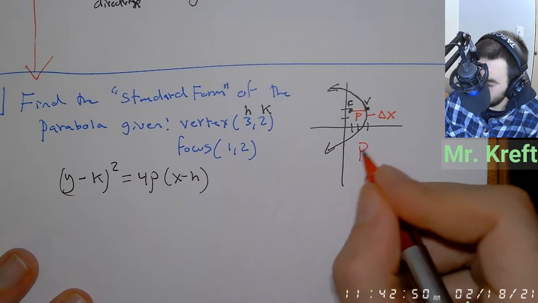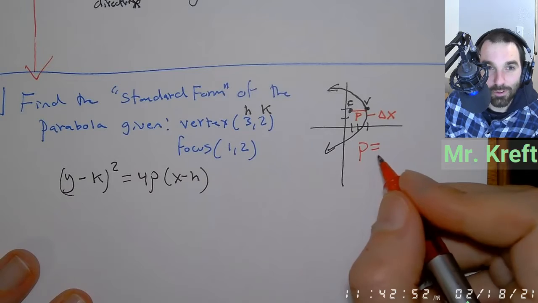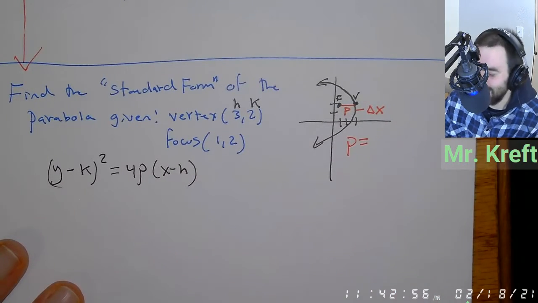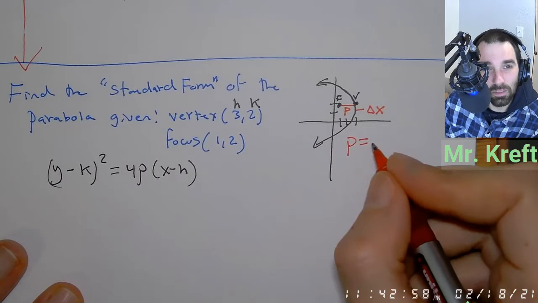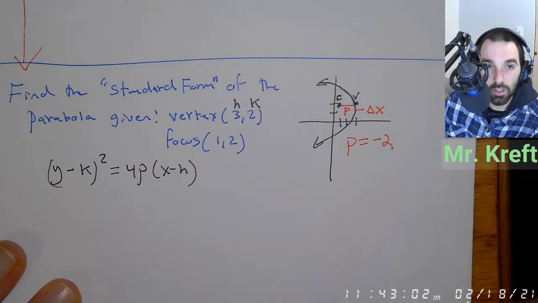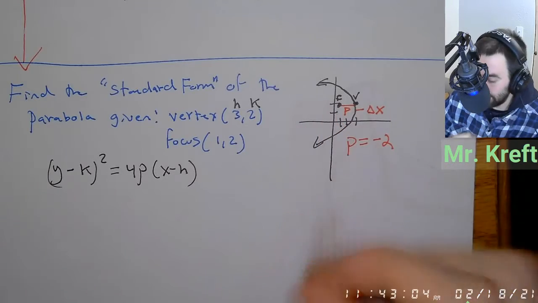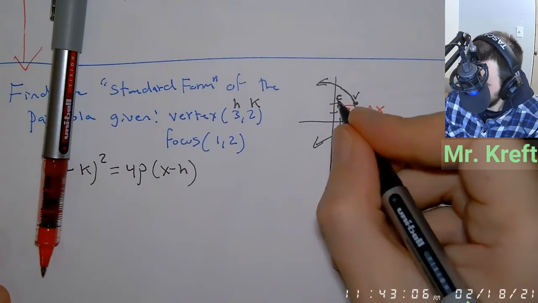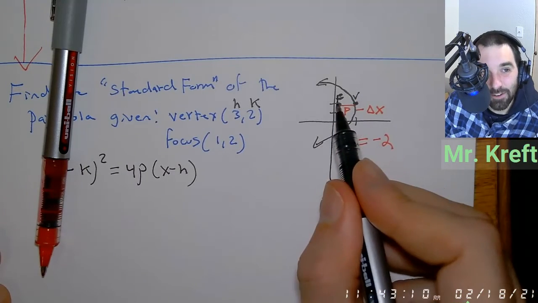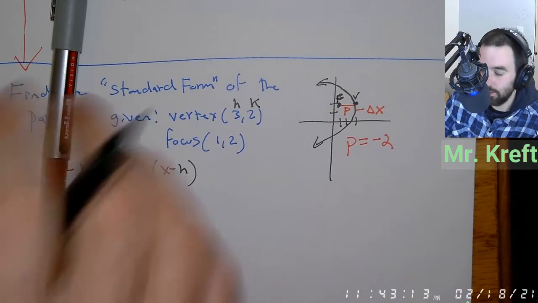My P here is going to be -2, because the focus, and that's an F, the focus is to the left 2 of my vertex.